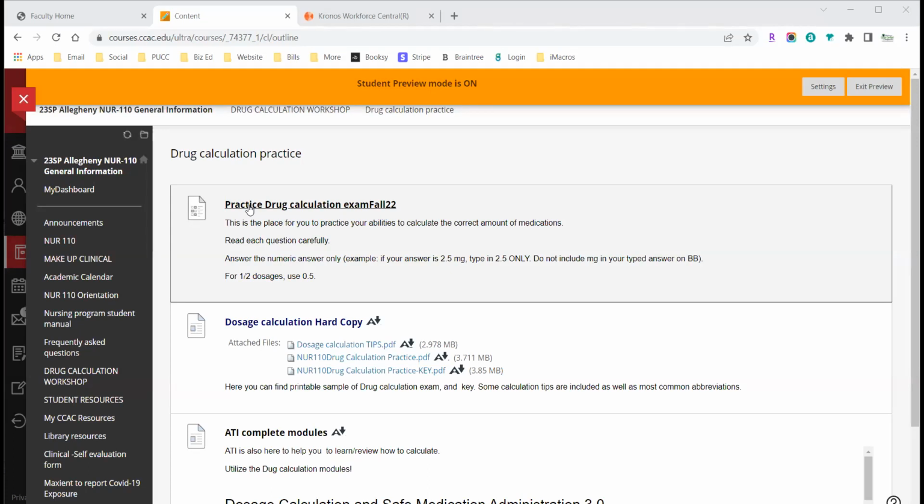Go ahead, Sabina. Professor, there is a question under the practice drug calculation fall 2020 regarding the insulin sliding scale question. Can you go over it just to get an idea? Sure. So really, it'll say the number. So let's say their glucose number is 215. You just look at the chart and you're going to administer the units that fit within that range.